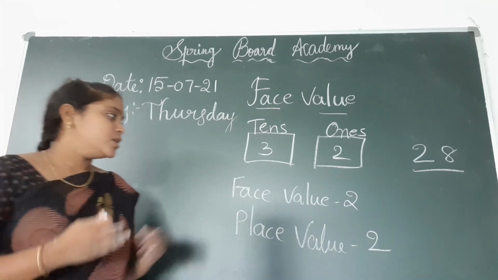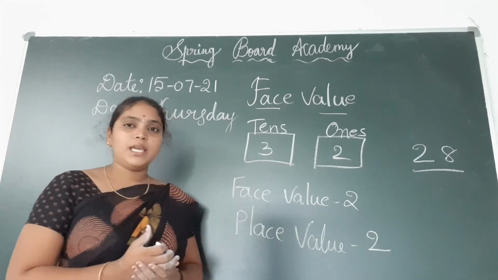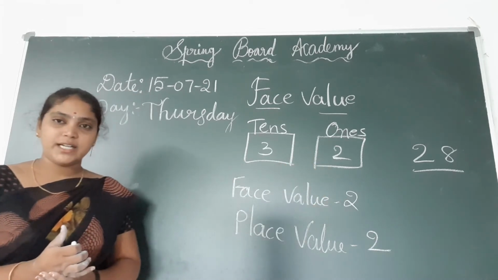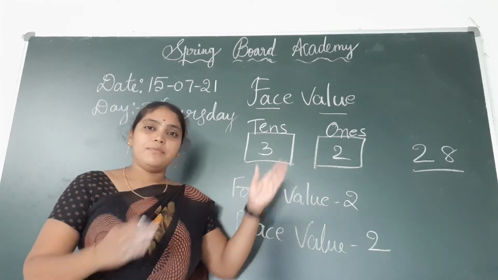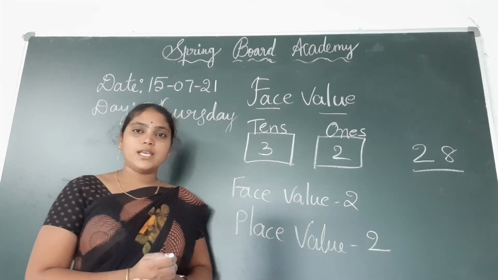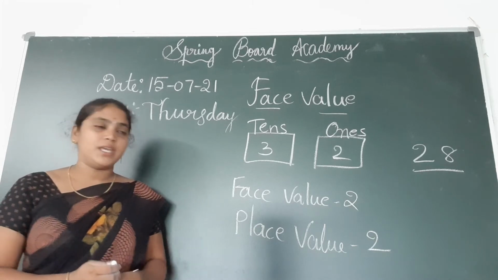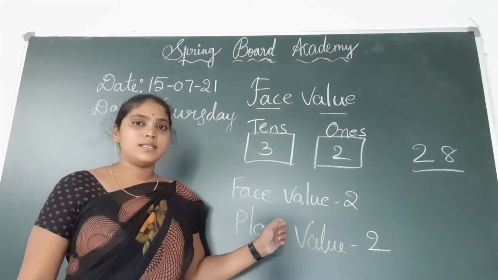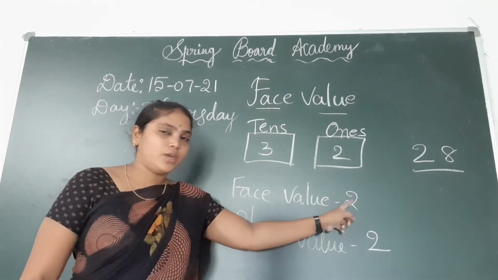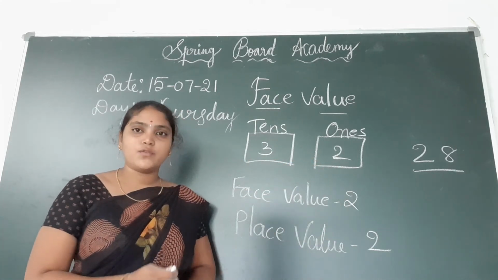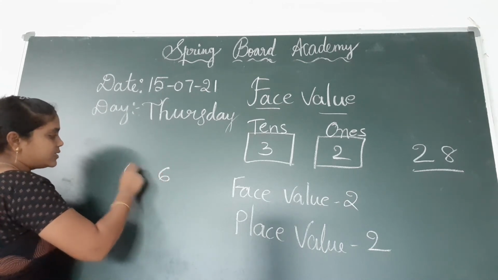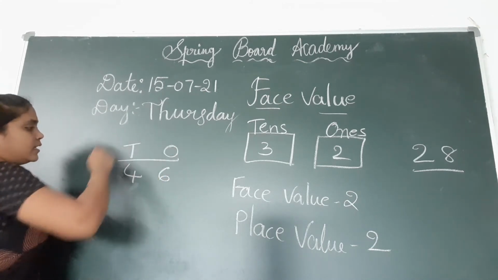So we can say the place value of 2 is only 2. Okay children, here you can check the place value and face value of the ones digit are the same. If the digit is in the ones place, the place value and face value are the same. Here in the ones place 2 is there. Face value of 2 is 2 and place value of 2 is also 2.